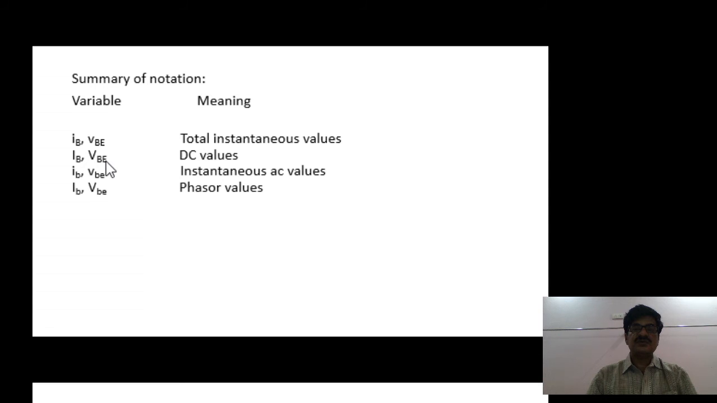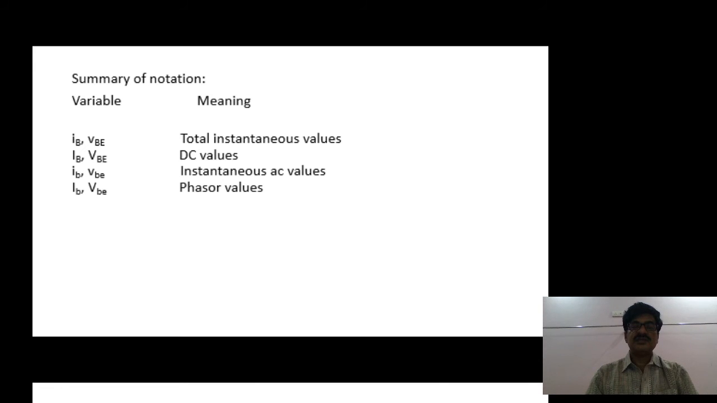Suppose if you use only capital letters for representing current and voltages, it indicates only DC values. Similarly, small letters are used to indicate the instantaneous AC values. Whereas capital I, V with suffix B and BE, these notations are with reference to CE configuration. That's why the suffixes are like that.